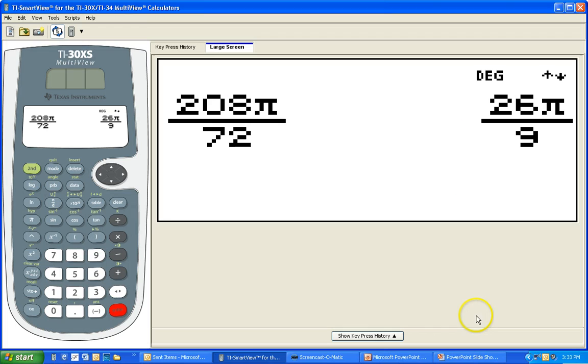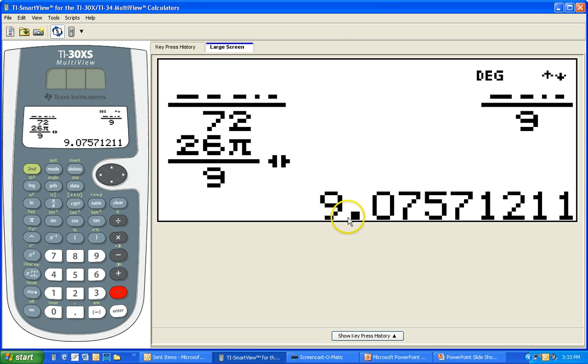If you're asked for the nearest hundredth or whatever, how do you force your calculator to give you a decimal? The toggle button, the little double arrow down here. If I hit that, it forces the decimal. If we split it right here, the next number is a 5, so we round up to 9.08.